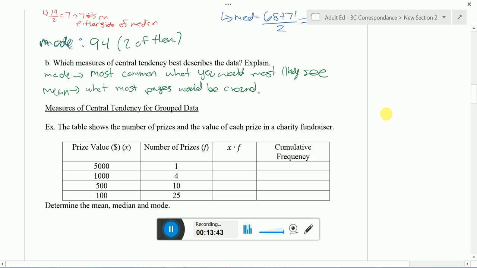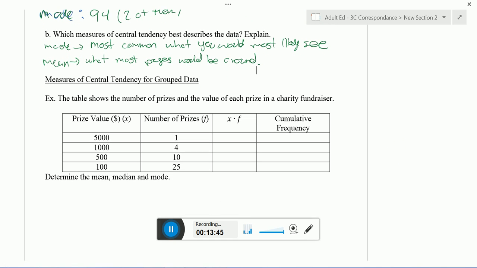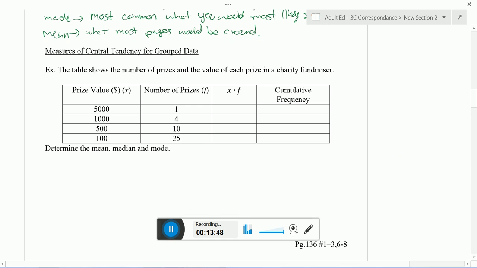Now sometimes your numbers are going to be in grouped data, and you want to determine the mean, the median, and the mode. The mode is fairly easy to see. The way this group data works, it tells you the prize value, so this is a charity fundraiser, charity auction for example, and it tells you how many of them there are. So with the mode, you're just looking at which one, of these 4, has the most number of prizes, and that for us would be 100.